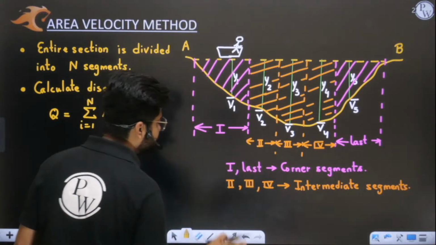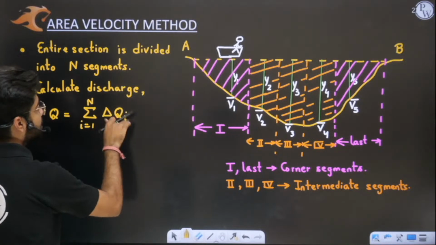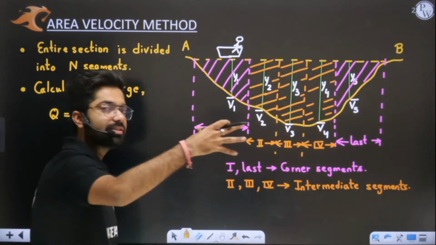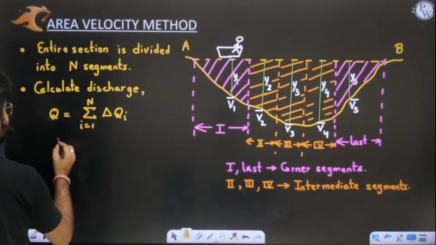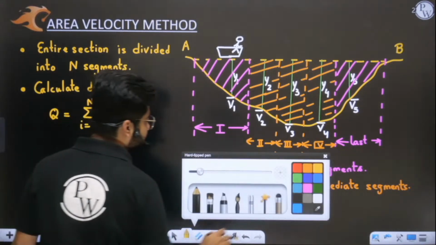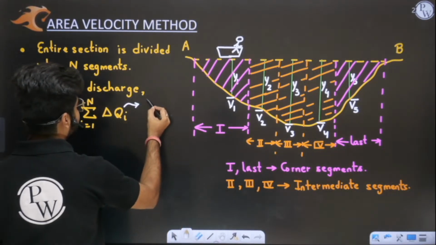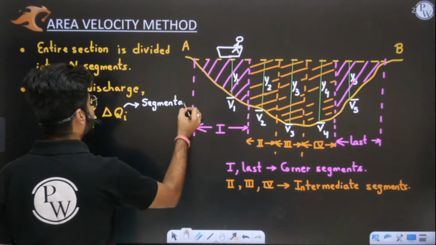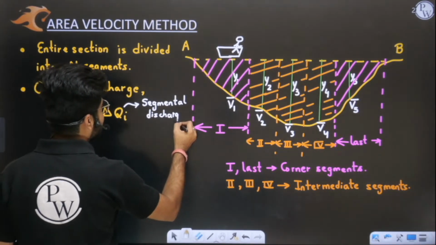Here we have 5 segments. So I will find the discharge in the first segment, then in the second segment, then in the third, fourth and fifth segments, and then I will sum it up. So what is this delta Q? This delta Q is simply the segmental discharge. Now the question arises: simply find the discharge in each segment and add it up.